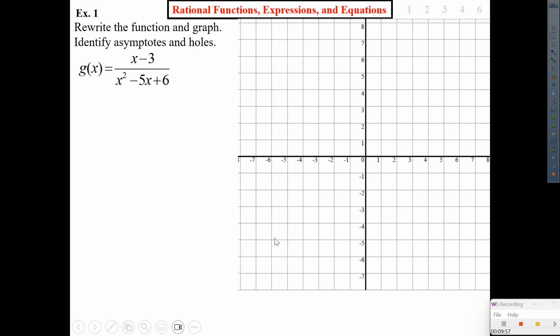Copy this one. Example 1, g of x equals x minus 3 over x squared minus 5x plus 6.